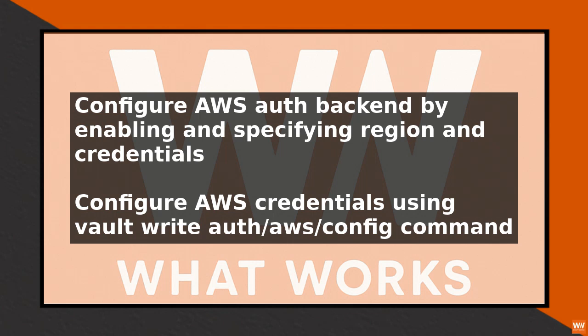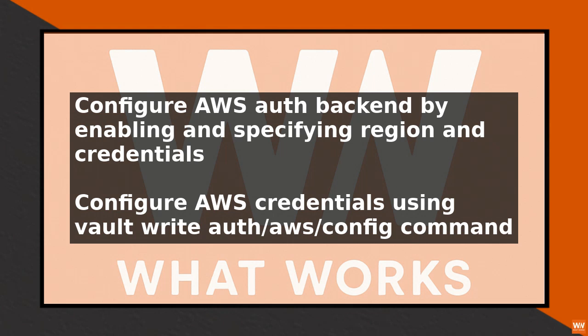Next, you need to configure the AWS Auth role. This involves creating an IAM role that Vault can assume to authenticate with AWS. You can do this by creating a new IAM role and attaching the necessary policies. The role should have the necessary permissions to access the AWS resources you want to manage with Vault.